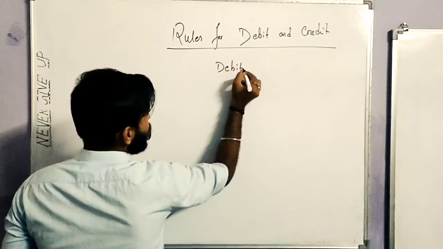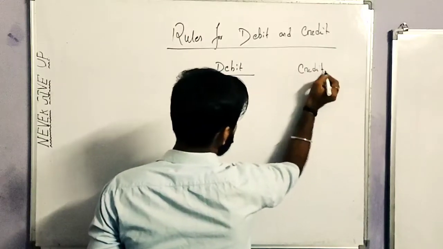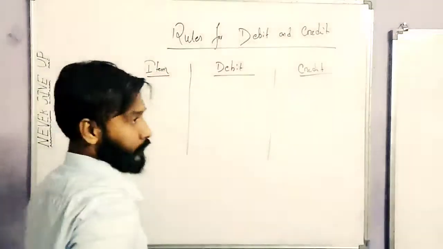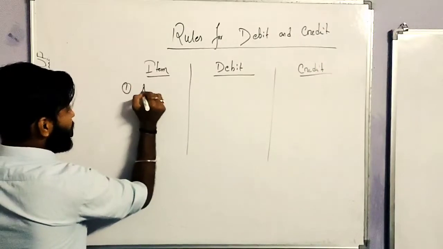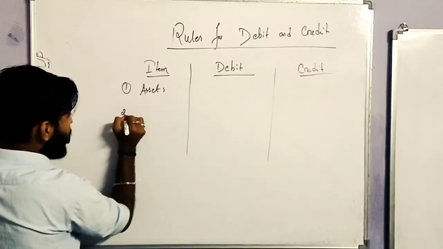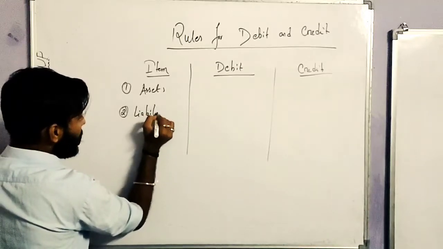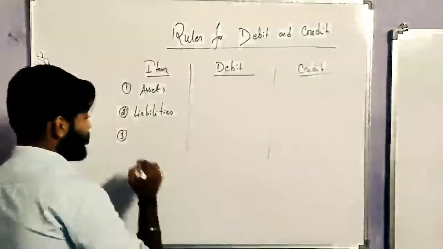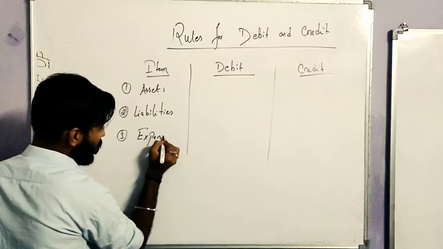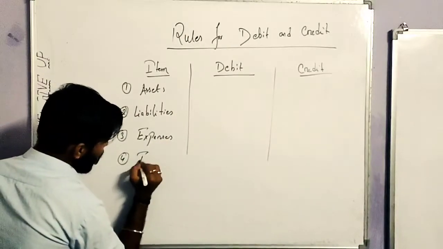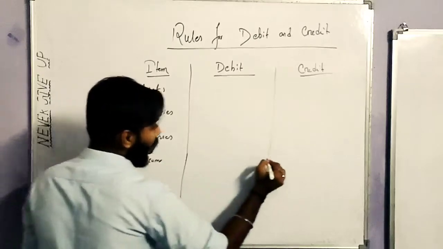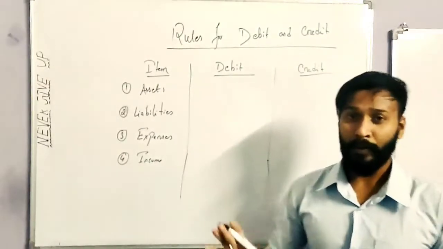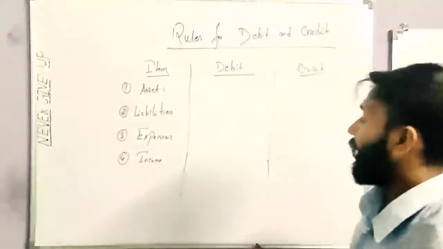Let us make two columns. One is the debit column, another one is the credit column. Another column let us make, that is called item. So the first item is asset, the second item is liabilities, the third item is expenses, the fourth item is income. So these are the four items which will be used in these rules. And the first item is what?